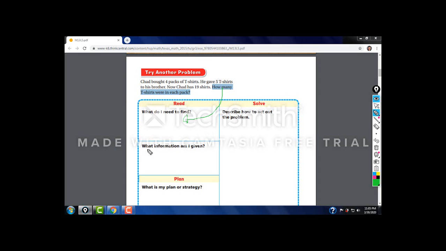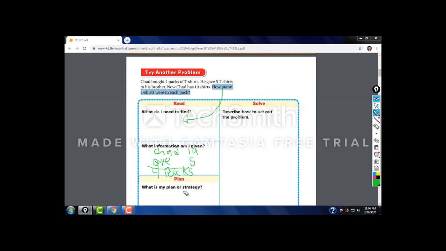What are you given? Well, Chad has 19. He has 19 right now. He gave 5 to his brother. And he bought 4 packs. Now I want to know how many of these shirts were in 4 packs.